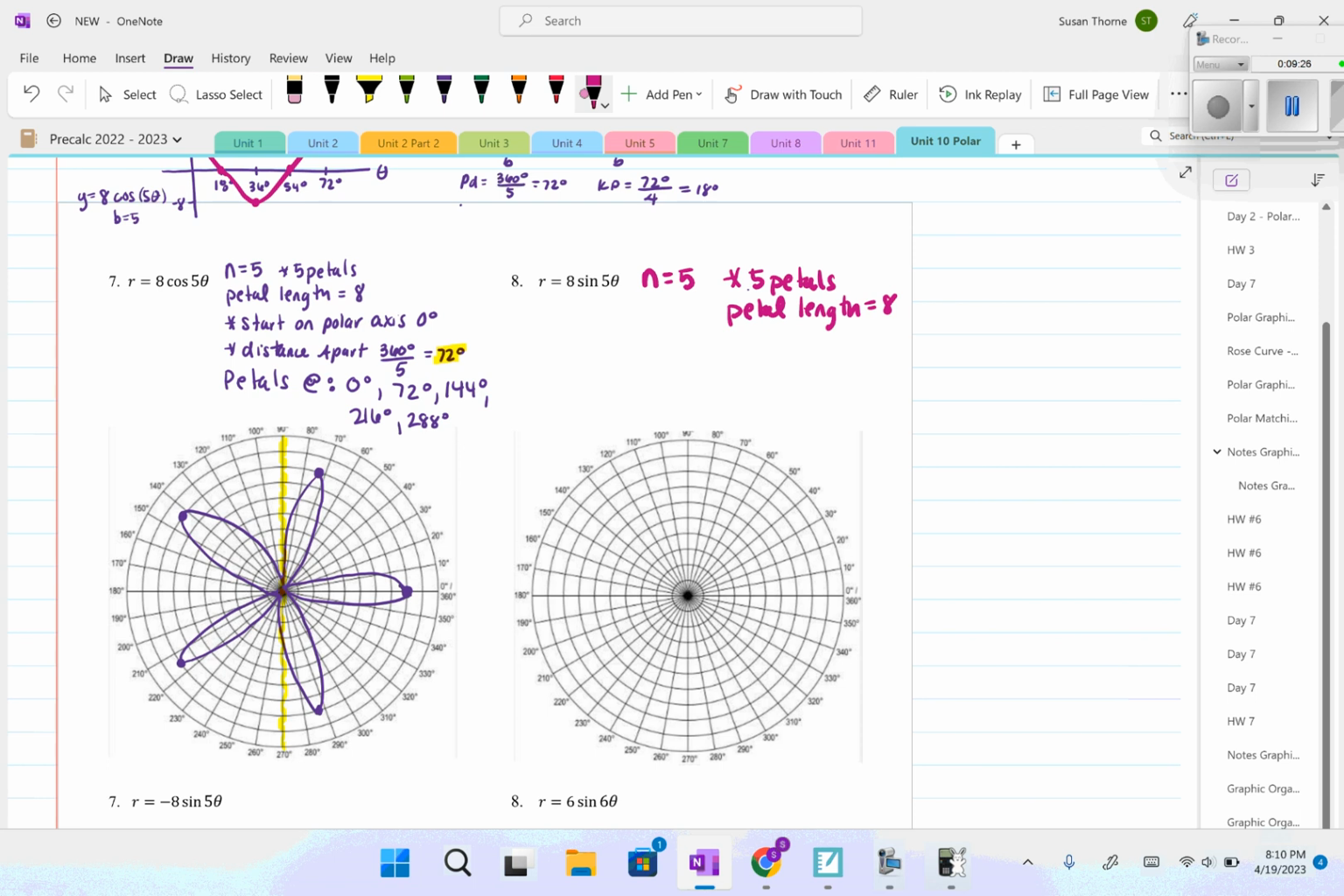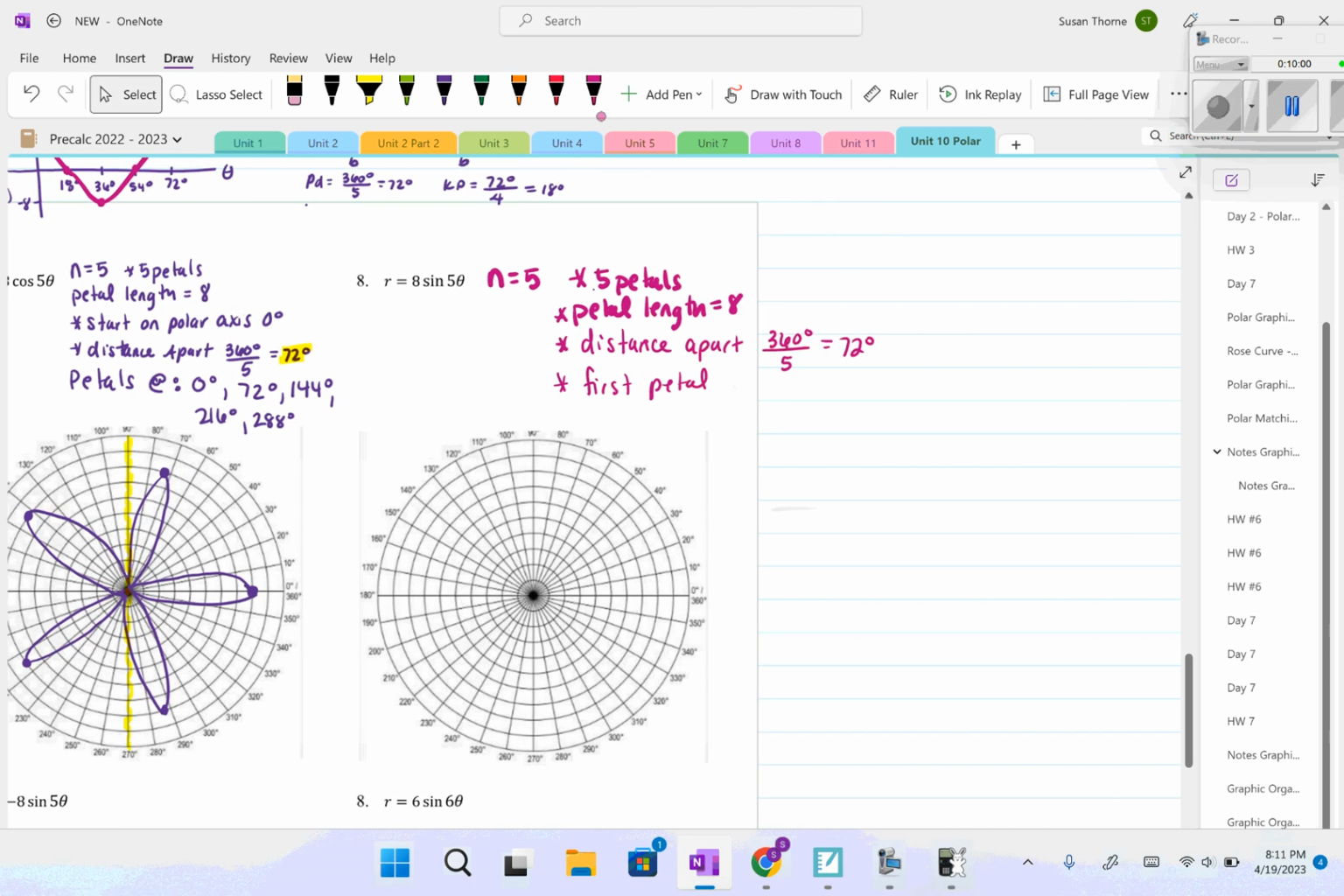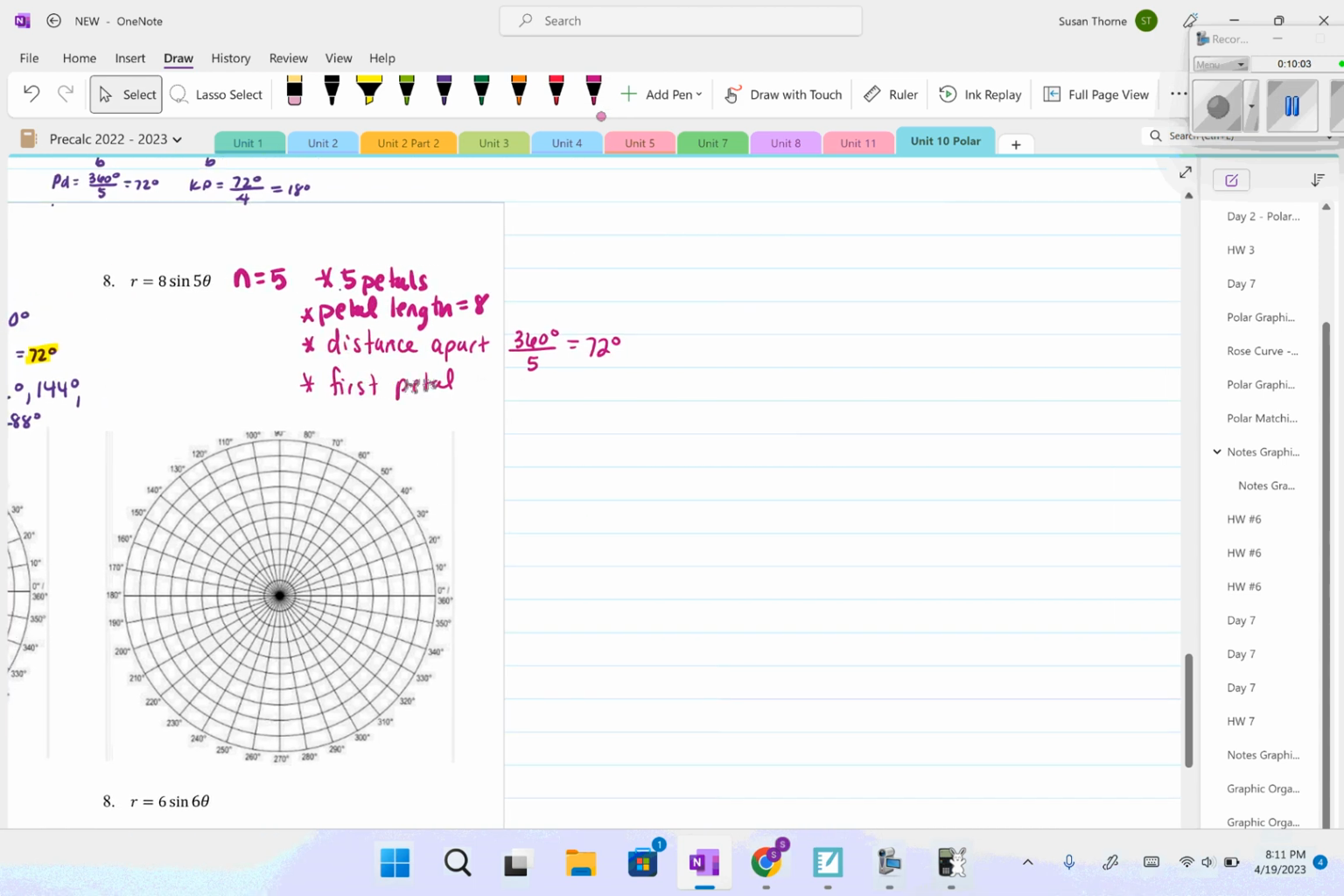And for this one, we know the distance apart is the same. So it's still 360 degrees divided by the number of petals, which is 5. So it's still 72 degrees. But we have to figure out where our first petal is going to be. So the question is, how do we do that? So we're going to use our R-value analysis graph to kind of help us. So I'm going to go ahead and graph this.